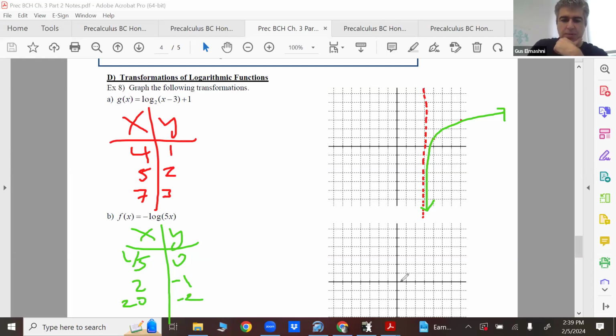So 1/5 comma 0, 2 comma -1, and whoa, way over here, right? Kind of like that. And it's definitely a vertical asymptote here at x equals 0. Any questions? We're good? Okay.